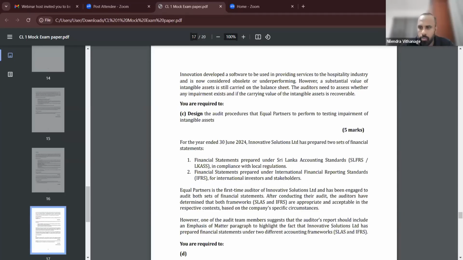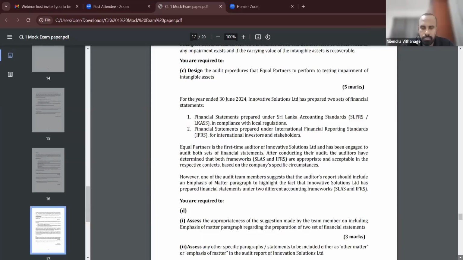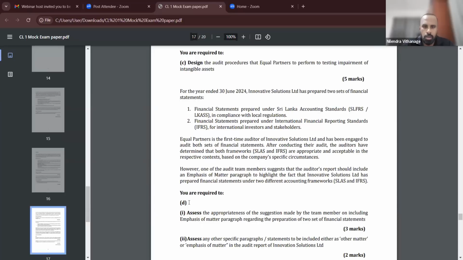Great. Go to part D. You are required to assess the appropriateness of the suggestion made by the team member on including an emphasis of matter paragraph regarding the preparation of two sets of financial statements. See whether you can provide emphasis of matter under SLAuS 706. Assess any other specific paragraph statements to be included either as other matter or emphasis of matter.